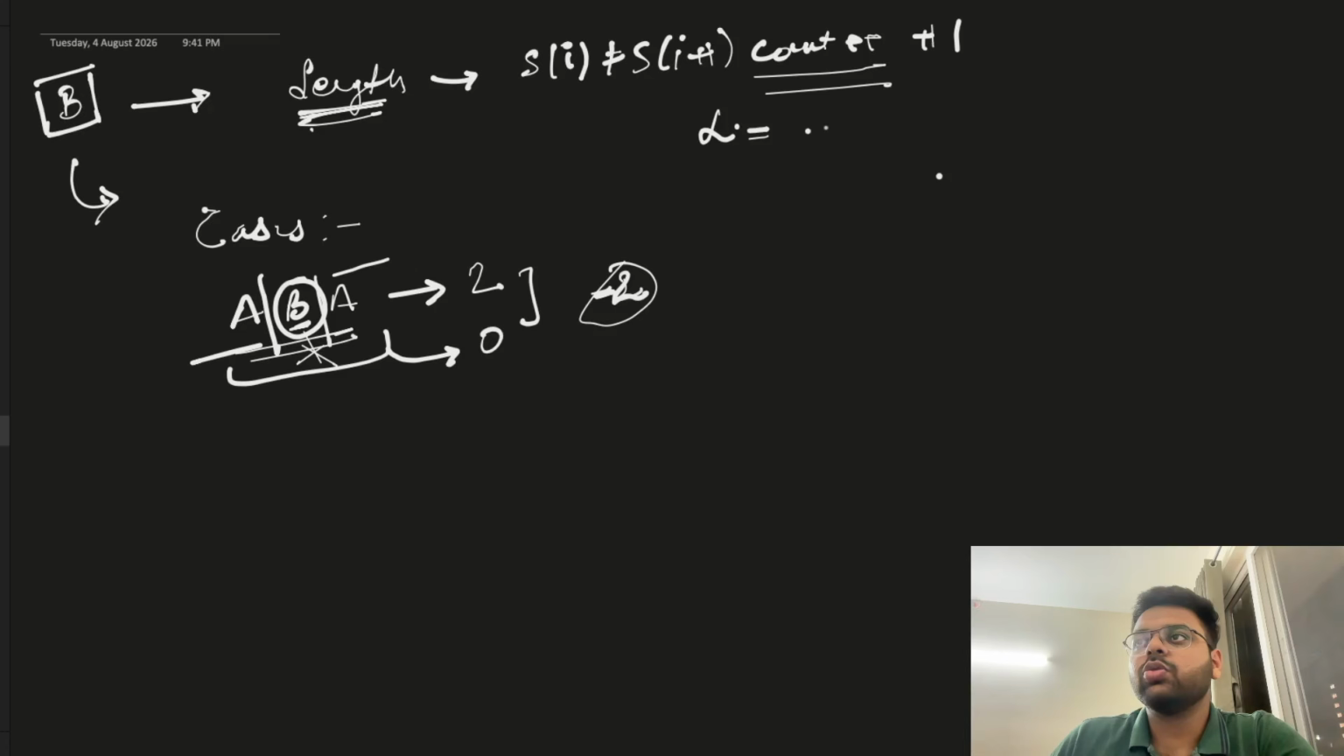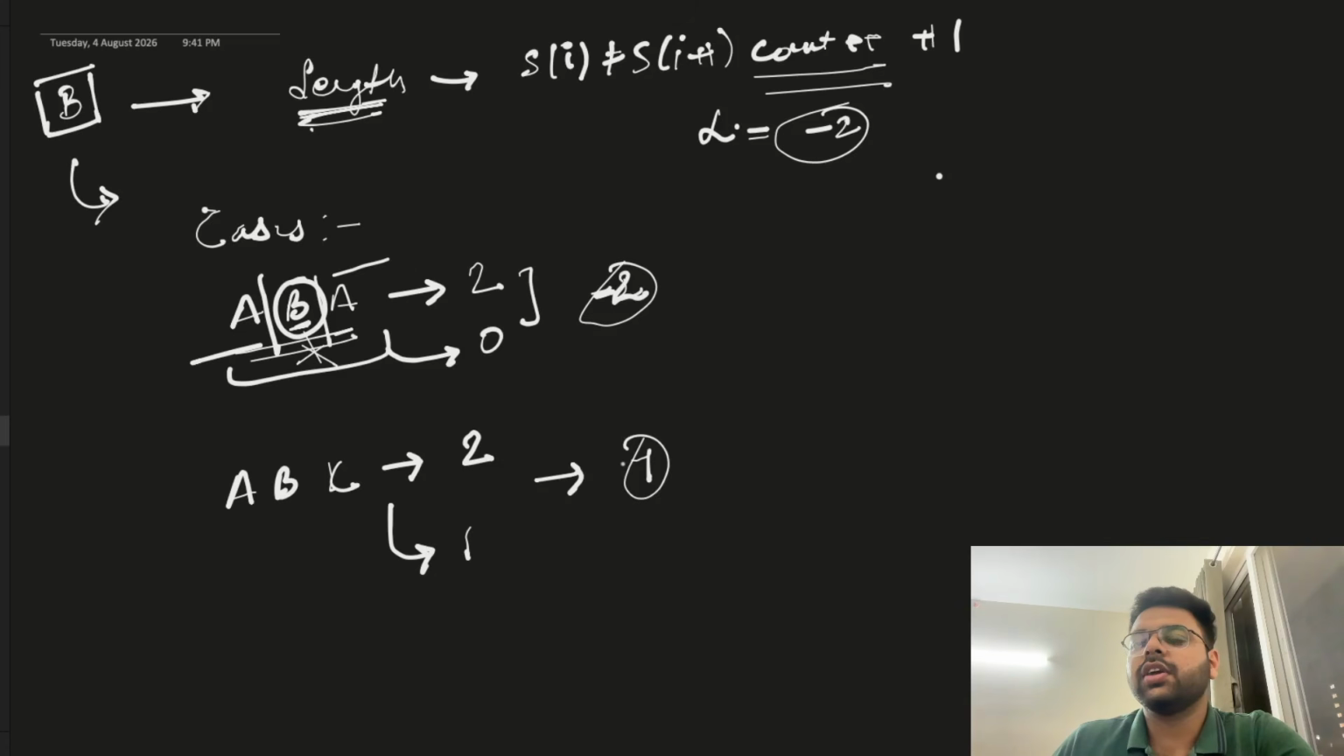Now there are cases like we could have A, B, C, right, where the initial contribution is of 2 but final contribution is of 1. So here the reduction will be of -1. Or it could be A and A, here the reduction would be of 0.